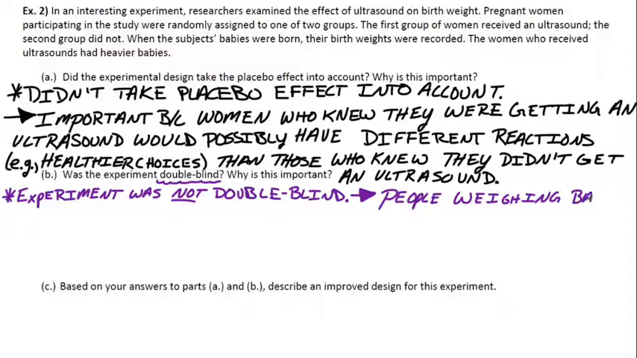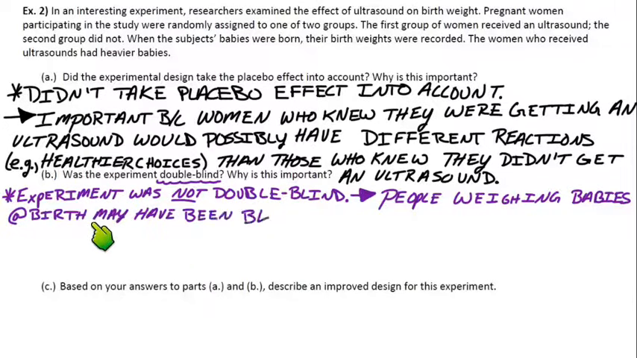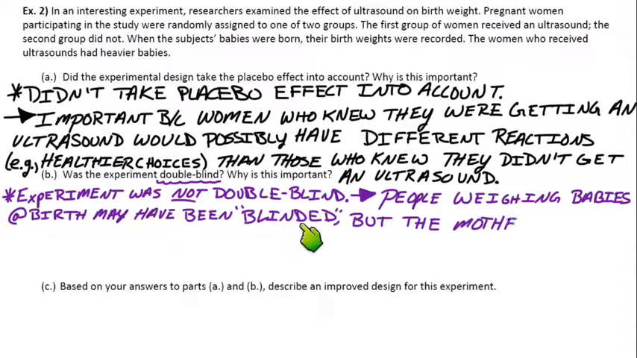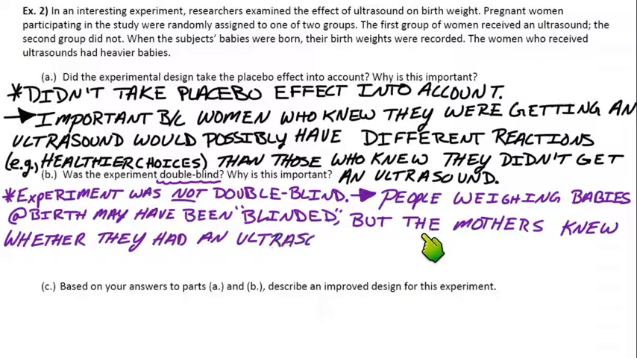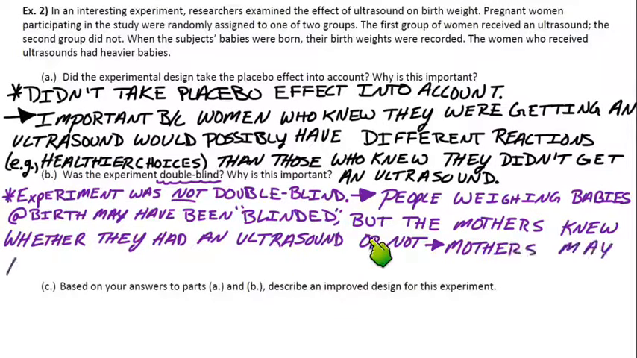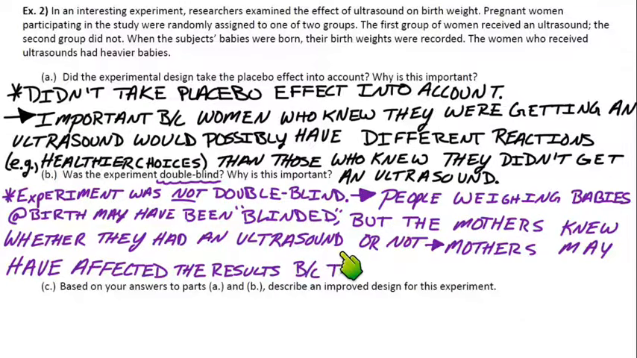So the people weighing the babies at birth, those people actually involved in conducting this experiment, they might have been blinded. They might not have known who got the ultrasound and who didn't. But the reason it's not double-blind is because the mothers weren't blinded. They knew whether they had an ultrasound or not. So why is that important? Well, the mothers may have affected the results, right? They may have acted differently based on the placebo effect because they knew what group they were in. They knew if they got a treatment or not.